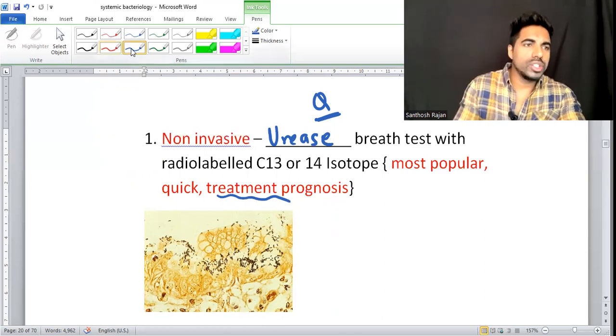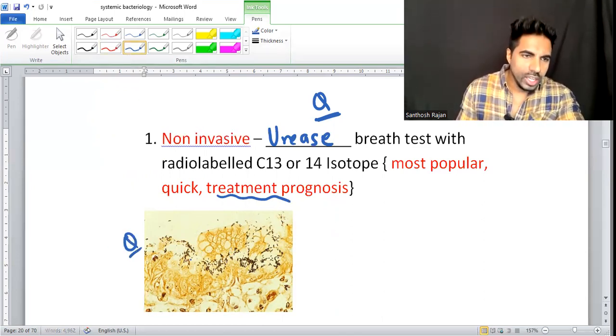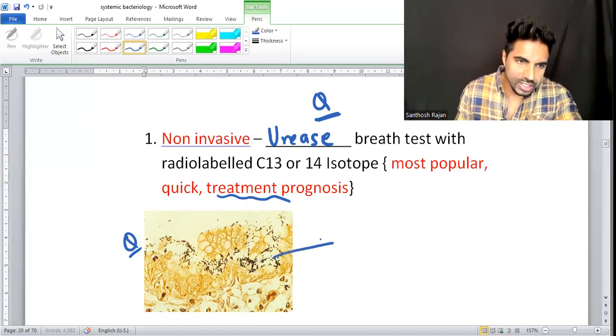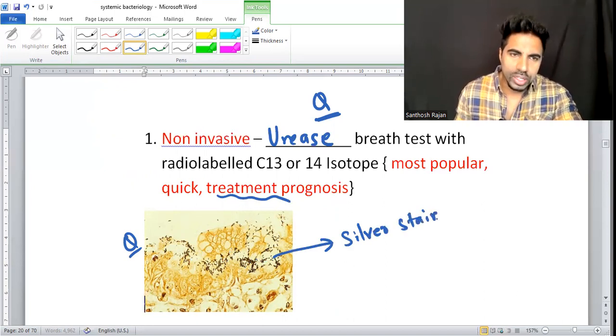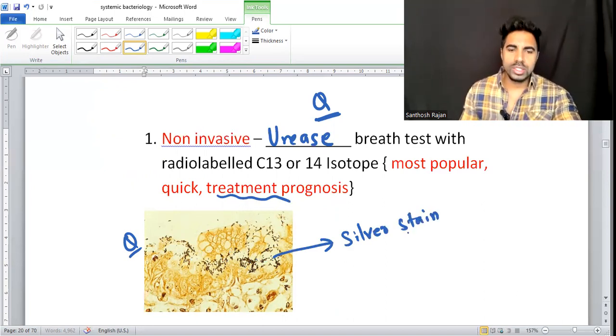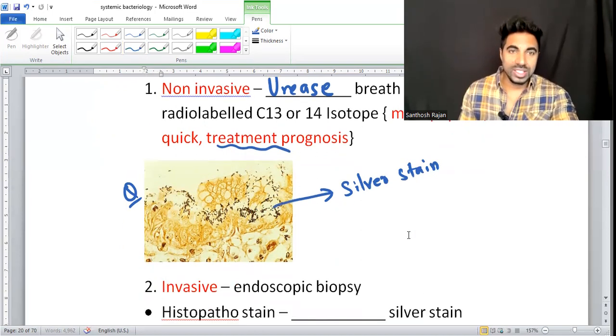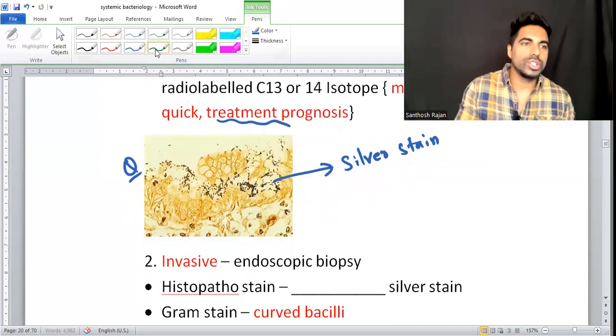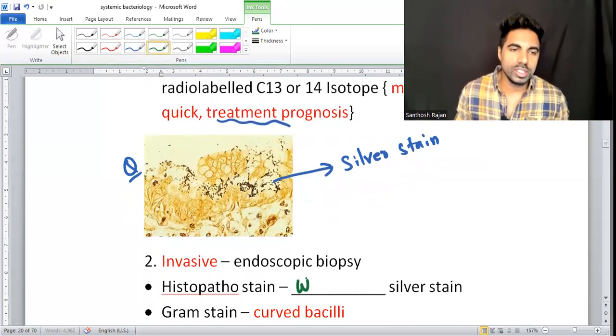Now what is this? You can have this in your picture; this is a picture-based question. These are the bacilli. They are black in color. Black color means it is definitely a silver stain. Whenever you see a black color, usually it is a silver stain. So what is the name of that stain? Warthin-Starry. Warthin-Starry is a silver stain. That was a question frequently asked. Histopathology stain, you see? Warthin-Starry silver stain. That's it.